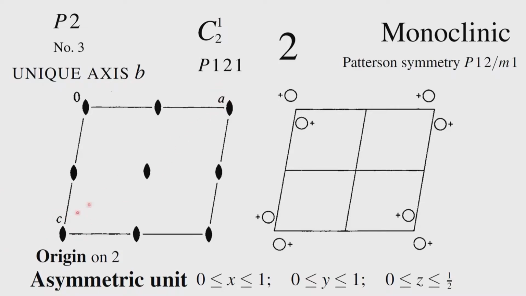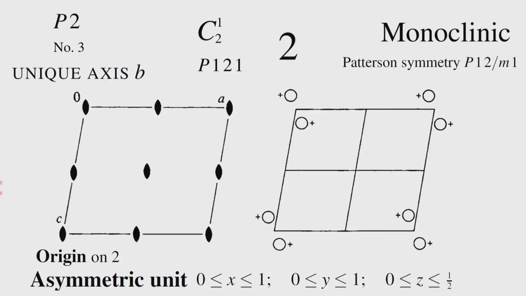Now, if this is the AC plane and B is the unique axis, this angle will be the non-90 angle in monoclinic symmetry, the so called beta. So, this angle A0C will be the so called beta angle, which is a non-90 angle. So, this now represents that there are twofold symmetries which are coming out from the surface of the projection towards you and also going inside the projection, and these now represent the twofold symmetries.